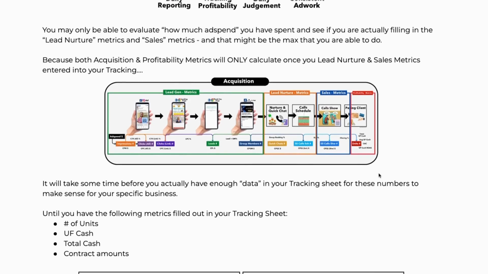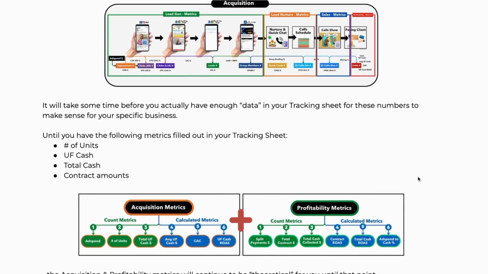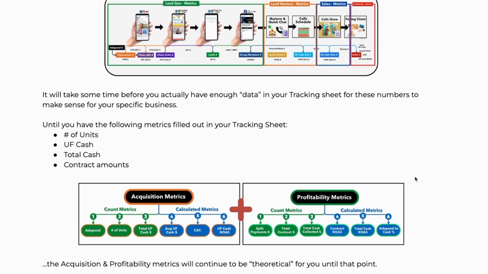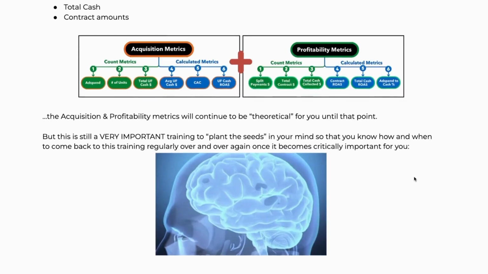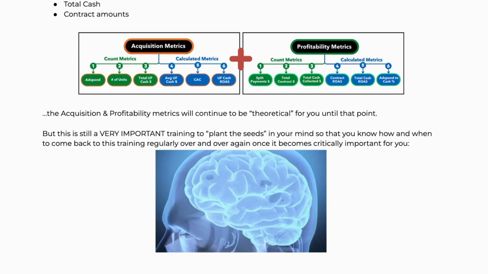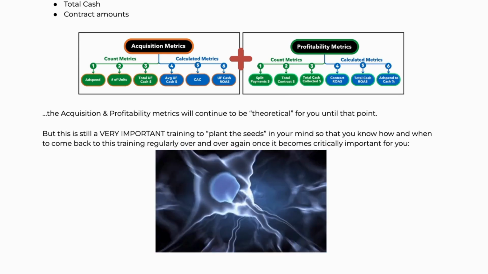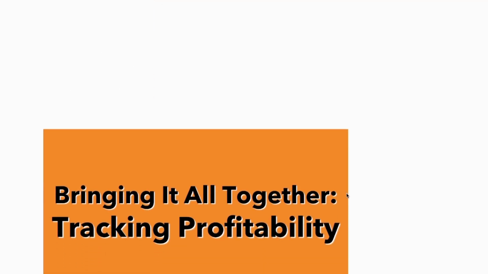All of that is going to allow you to track those metrics and see, hey, cool, I got some number of units, I got some upfront cash, I got some total cash. Let me see how I stand with all of that. But until then, it's theoretical. And all we are doing right now, very importantly, is just planting those seeds, so that once you get to that point, you'll be like, oh, it's all making sense to me now. So with that being said, let's start closing out this beefy, meaty, meat and potatoes tracking section.